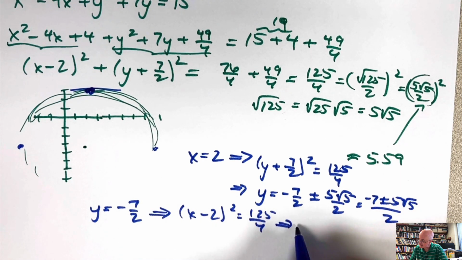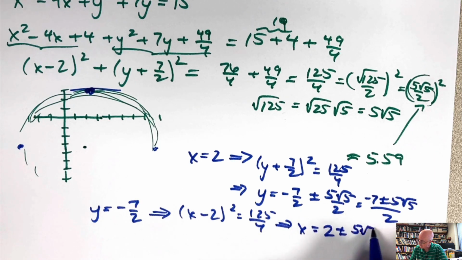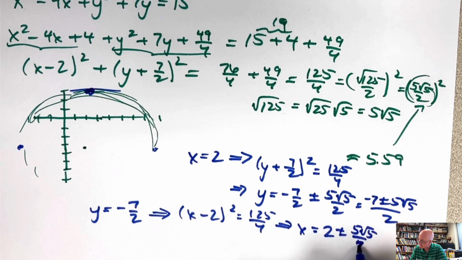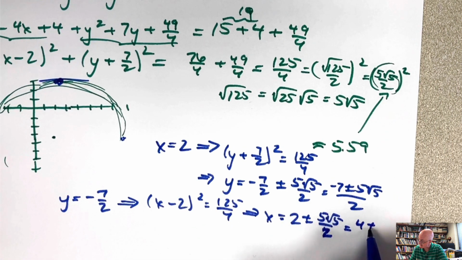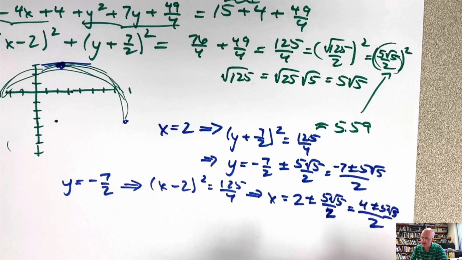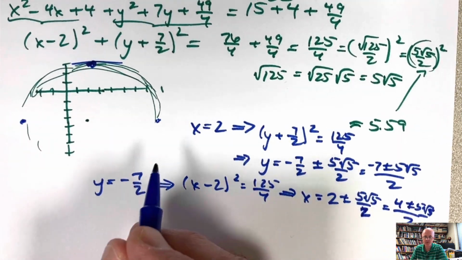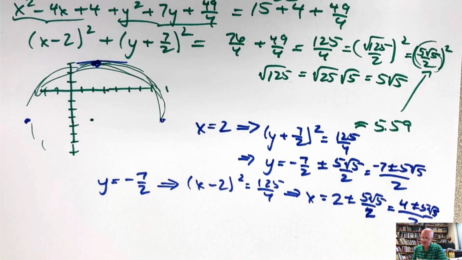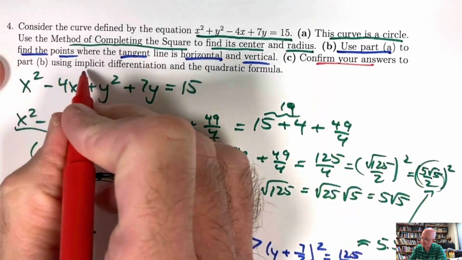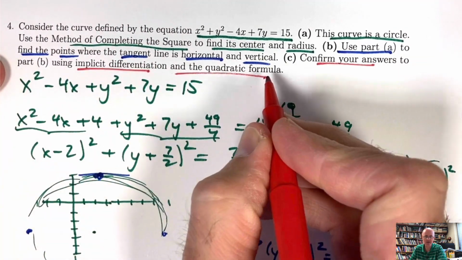You're going to get x is ultimately 2 plus or minus 5 root 5 over 4, over 2, excuse me. And that can also be written as 4 plus or minus 5 root 5 all over 2. Okay, and we can approximate what those are. Those would be the first coordinates of these 2 points. All right, let's confirm the answers with implicit differentiation and the quadratic formula.